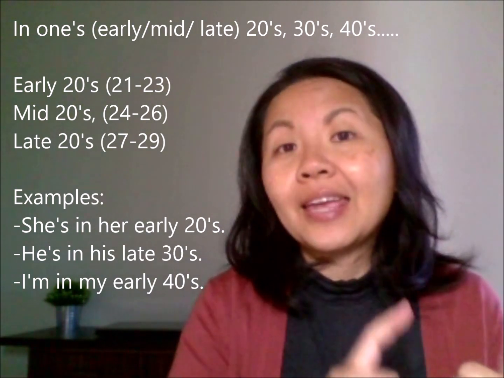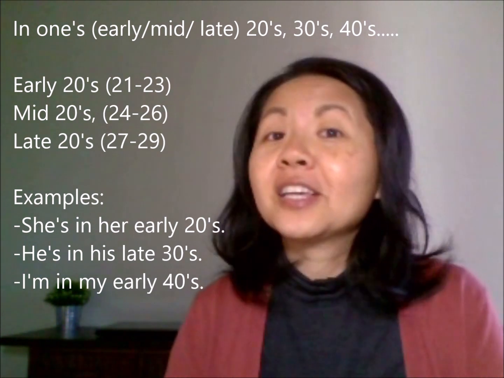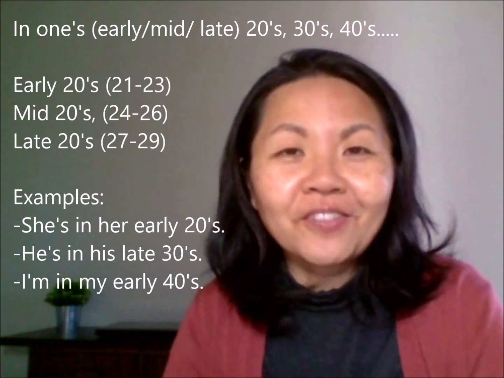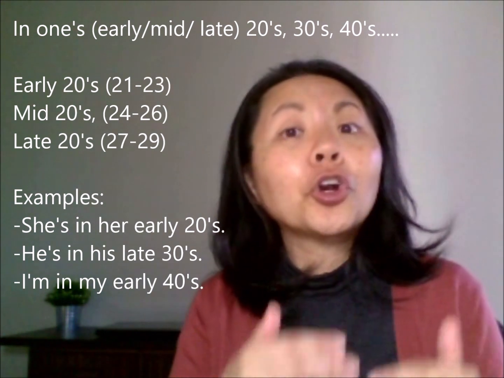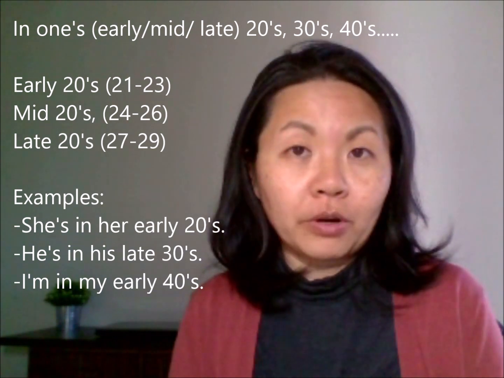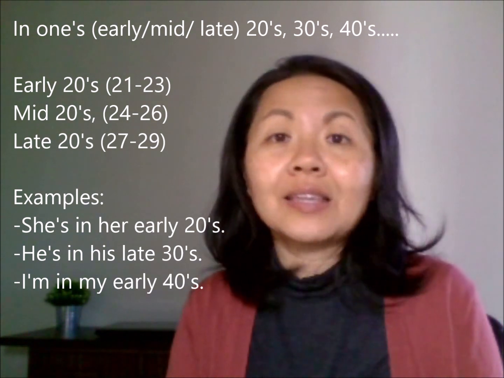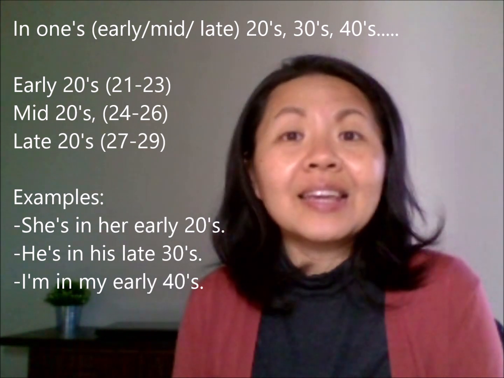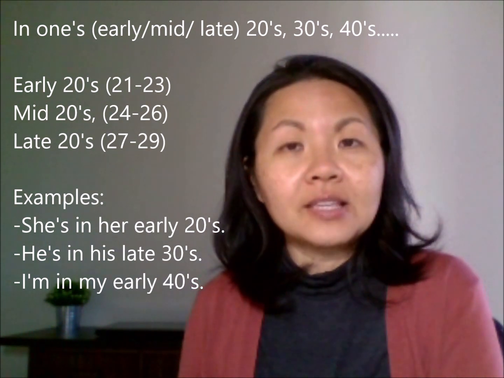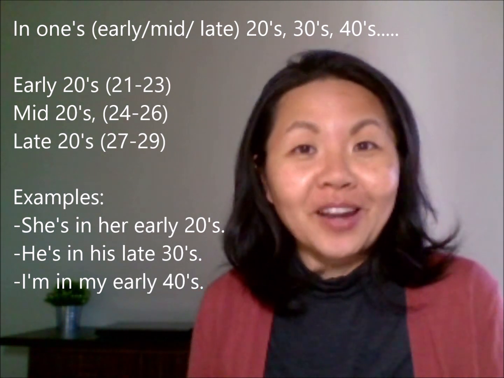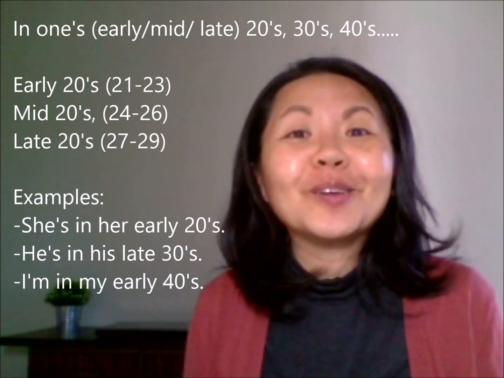So we have in the 20s, in the 30s, in the 40s, or you can be a little bit more specific and say in the early 20s. So I'm in my early 40s, or he is in his early 30s. He is in his late 30s. Okay, so this is another way to tell somebody your age if you don't want to reveal your exact age.